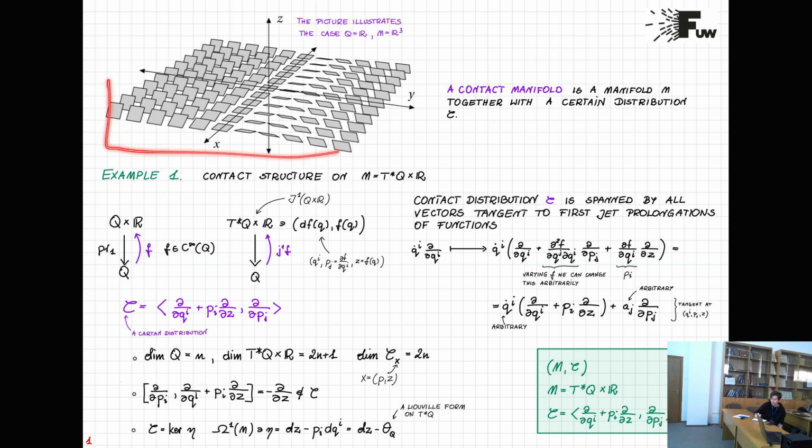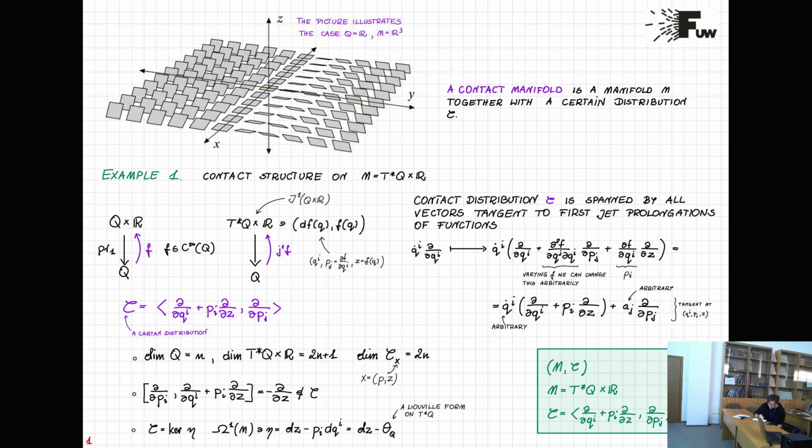We have also the picture that illustrates how this distribution looks like in case when the manifold is just real numbers. So we think about jets of real functions defined on real numbers. Then our contact manifold is the simplest possible contact manifold, namely R3. And we should think about x as arguments of the function and y as value of the function, and z as value of the function, and y it is the differential of the function.